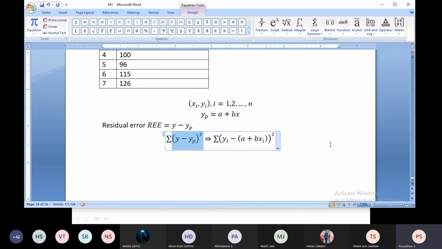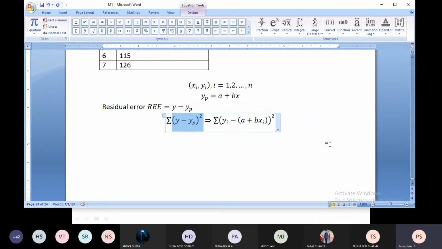What is the technique that we can follow now? Can you give an idea so that this error is minimum? As you said, it involves A and B. Can I treat this as a function of A and B? Yes, sir. If I treat this as a function of A and B, if you have a function of two variables, how do you test the minima or maxima?